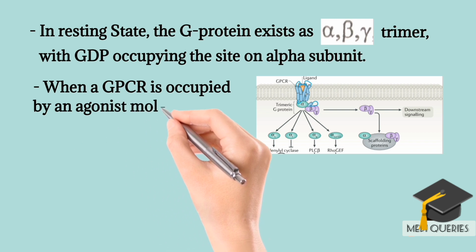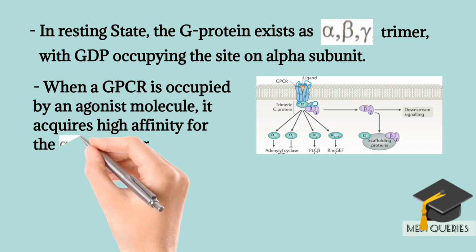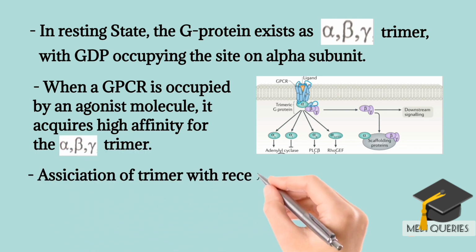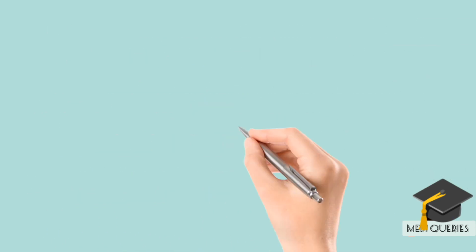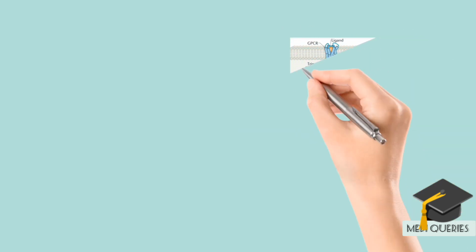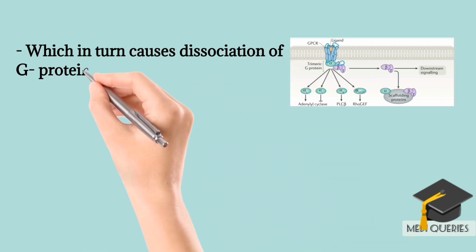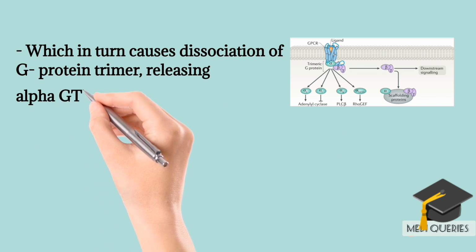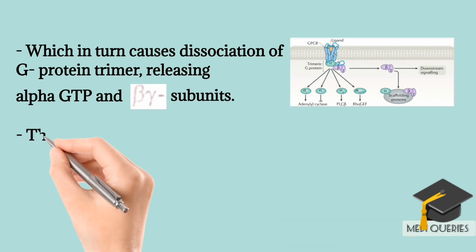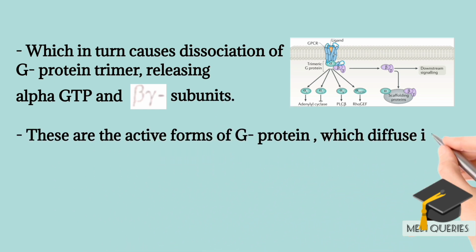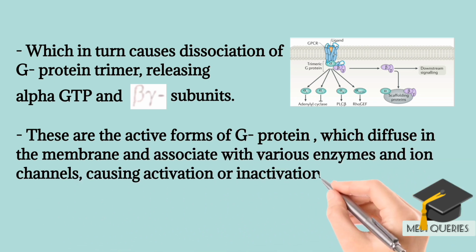subunit. When a G protein coupled receptor is occupied by an agonist molecule, it acquires high affinity for the alpha beta gamma trimer. Association of the trimer with the receptor causes bound GDP to dissociate and be replaced with GTP, which in turn causes dissociation of the G protein trimer, releasing alpha GTP and beta gamma subunits. These are the active forms of G protein which diffuse in the membrane and associate with various enzymes and ion channels, causing activation or inactivation.